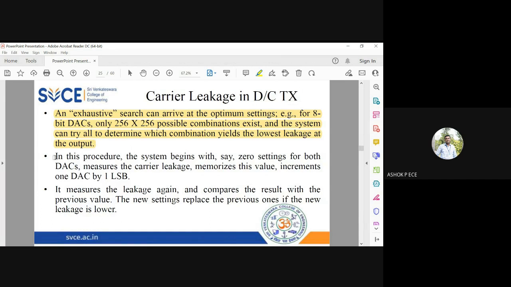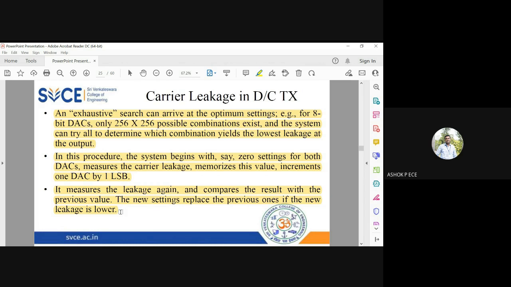In this procedure, initially it will start from zero, and as carrier leakage is sensed, slowly the LSB will be incremented by one, and if the carrier leakage is cancelled, it will stop. Otherwise, it will keep on incrementing to ensure that the carrier leakage becomes zero. It is just like a successive approximation ADC, what we have studied. Gradually, you will be increasing the weight to see that the approximate value of the analog signal is obtained.